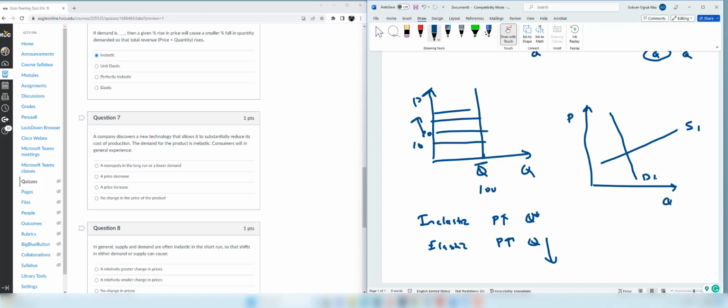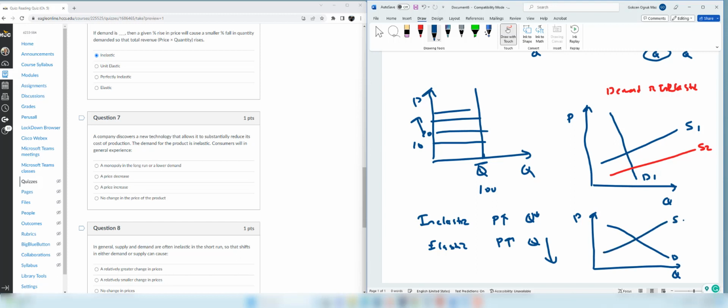Now because of this change, remember that because technology makes the cost of production cheaper, supply is going to increase. Let's say it shifts this much. And now we want to see how this affects the price of the product. So this is the case where demand is inelastic. Now let's draw the case where demand is elastic to compare the two cases. So the price and quantity. Now demand is elastic, so it's flatter. And supply is elastic, it's also flatter.